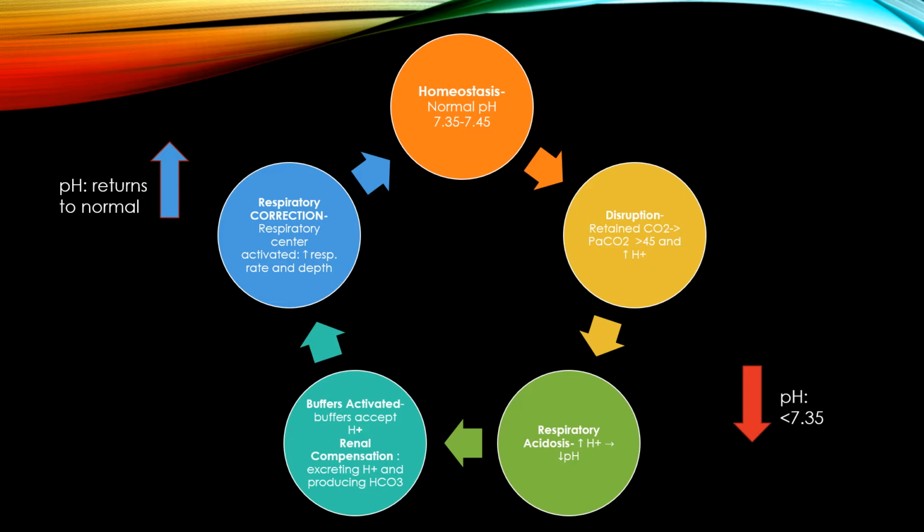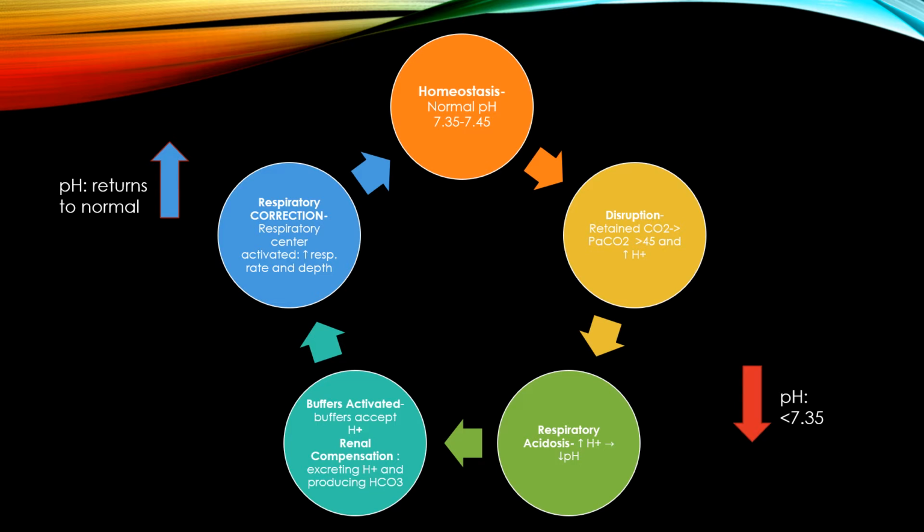because our respiratory center is going to be activated so that our respirations increase, we're blowing off more of the CO2, and our depth is increasing, creating better oxygen or gas exchange. This will help return our pH to that normal range, back to the circle where we are now at homeostasis.